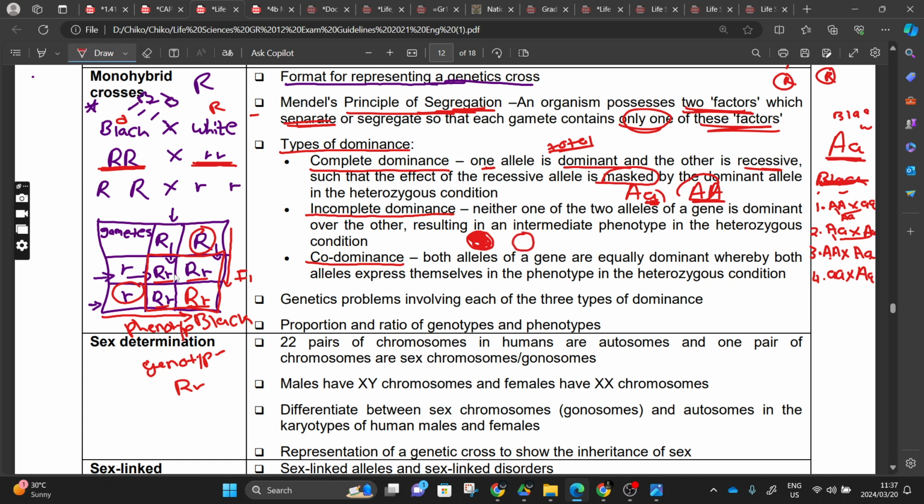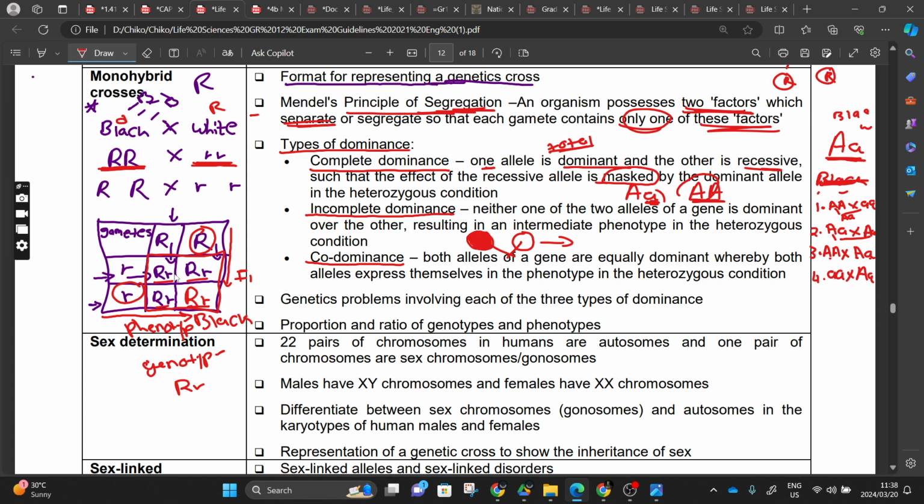And then this one is incomplete dominance, where neither one of the two alleles of a gene is dominant over the other, resulting in an intermediate phenotype in a heterozygous condition. We have a cow that is originally black, and then we have the other one originally white. But because the black color is not dominant, let's not use black, let's use a brown color here. We see that this brown color is not dominant, and this white color is not dominant either. When these two mix, they have a baby with another color. I'm not sure if you understand.